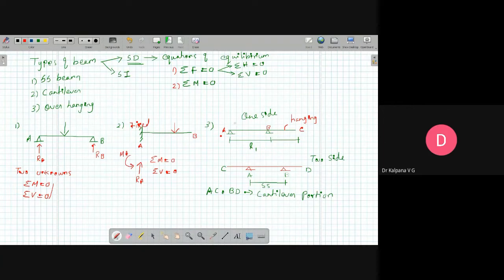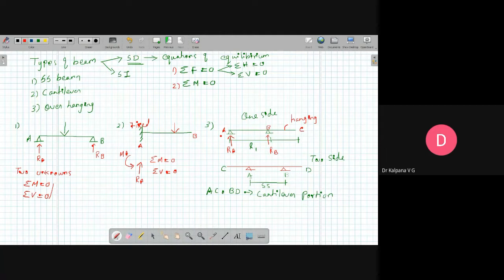Again, coming to the overhanging beam, we know that since it is simple support, RA will be there, and again RB. Since C is a free end, there is no rotation restriction. In case of cantilever, the end B is free, whereas C in the overhanging beam is also free. So free means it allows all the movements and rotation. There is no restriction for horizontal movement, vertical movement, as well as rotation. So nothing is prevented. It is free to move in any direction. Hence, there is no reaction at the free end. So here, RA and RB are the unknowns.